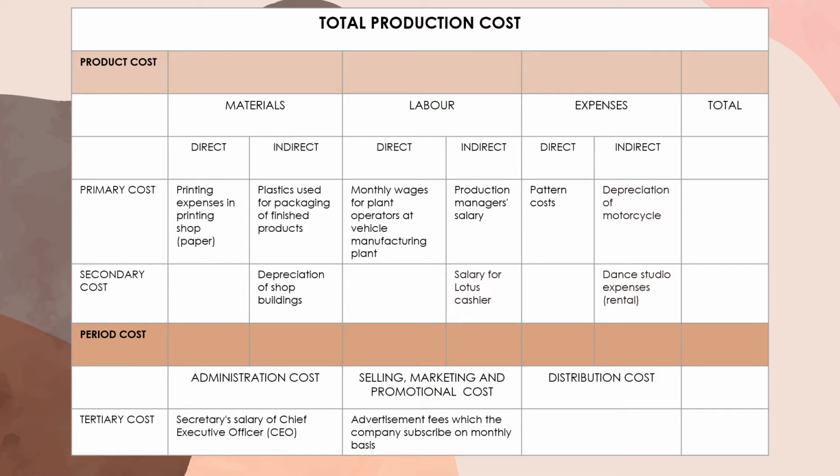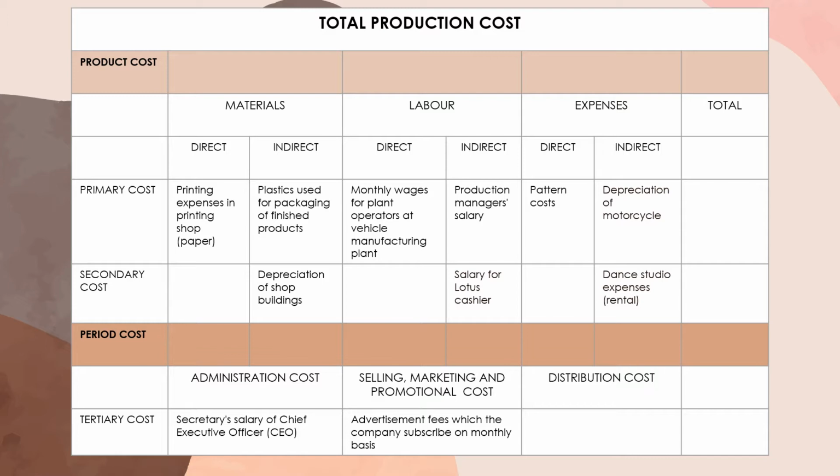First, primary cost. For direct materials, printing expenses in printing shop, paper. For indirect materials, plastics used for packaging of finished products. For the secondary cost, the depreciation of shop buildings. Next, for labor. For direct labor, monthly wages for plant operators at vehicle manufacturing plant. For indirect labor, production manager's salary. And for the secondary cost, indirect labor, salary of Lotus cashier.